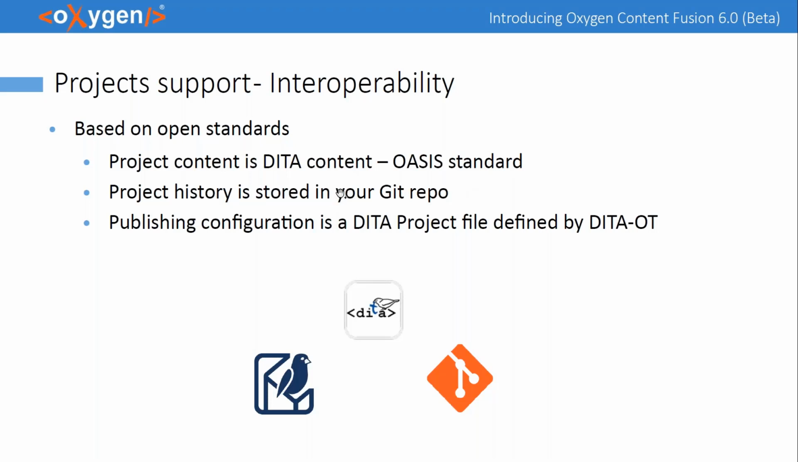So if you want to export your content from Content Fusion, there is actually no export because the content is always in your repository together with its history, and the publishing configuration is stored in a DITA project file that is defined by the DITA OT team.